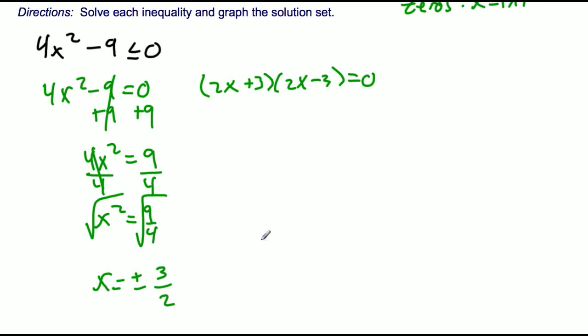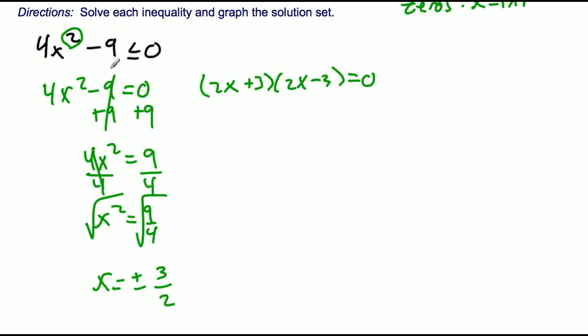But the problem didn't say solve the equation, it says solve the inequality. So we want to know, when is this quadratic, and the reason I'm calling this a quadratic is because it has a power of 2. Any function that has the highest degree of 2 is called a quadratic. So when is this inequality less than or equal to 0? That's the question there.